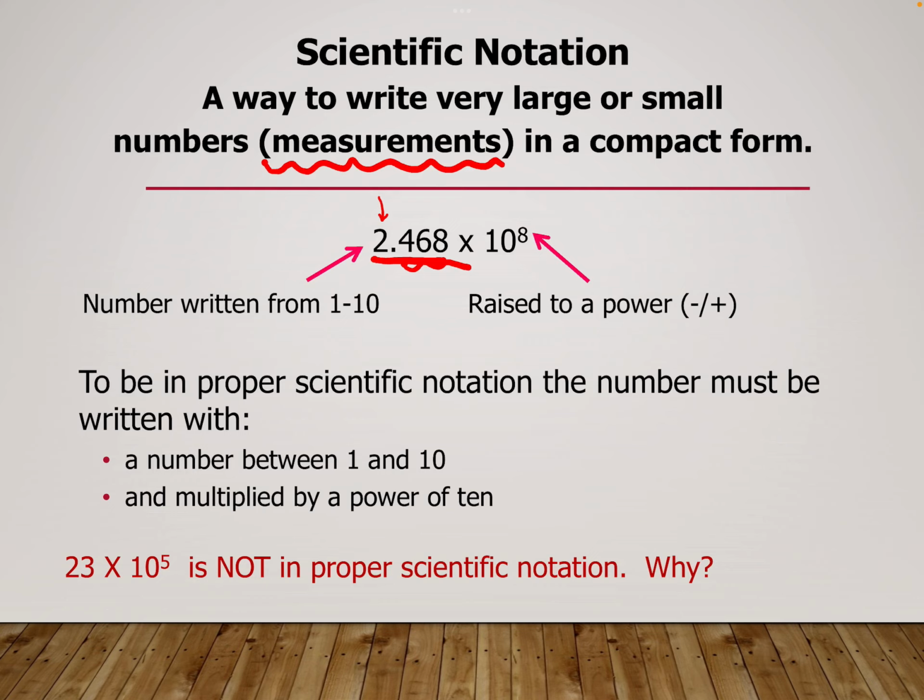So if we look at this one down here, 23 times 10 to the 5th is not in proper scientific notation because there's no decimal point here. I told you there can only be one number in front of the decimal point. Here, there's 2 trying to be in front. So we would rewrite that as 2.3 times 10 to the 6th, and we'll learn about how to do that later. But this is not correct because there's no decimal point. It has to be a number between 1 and 10.